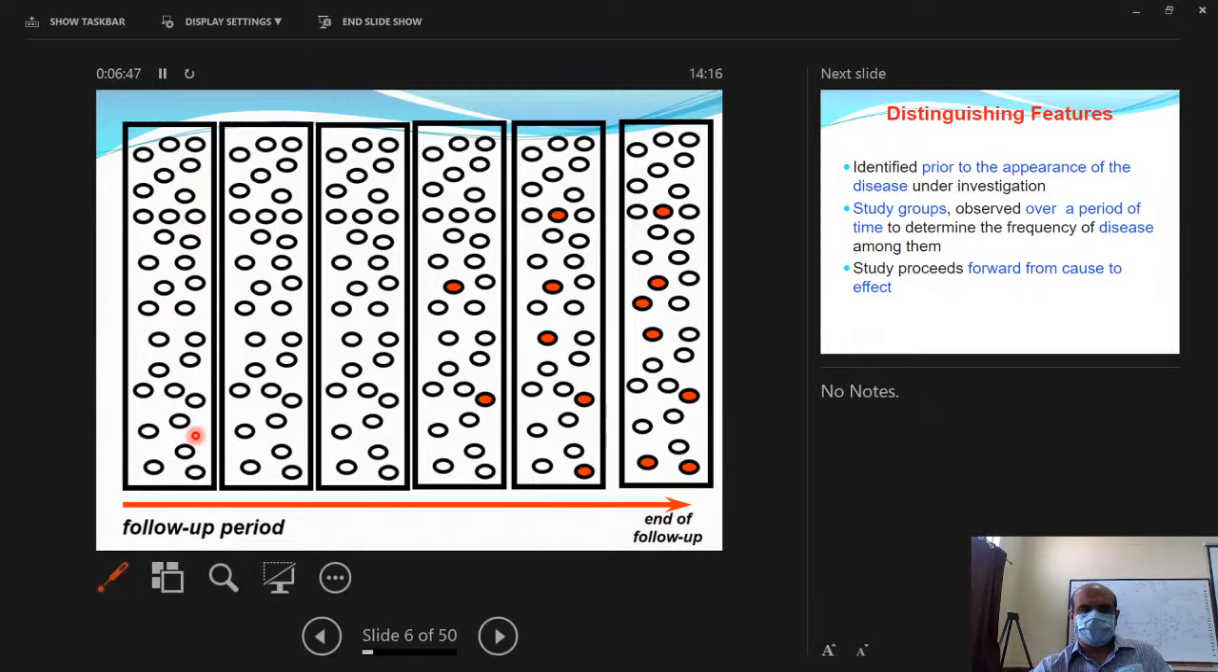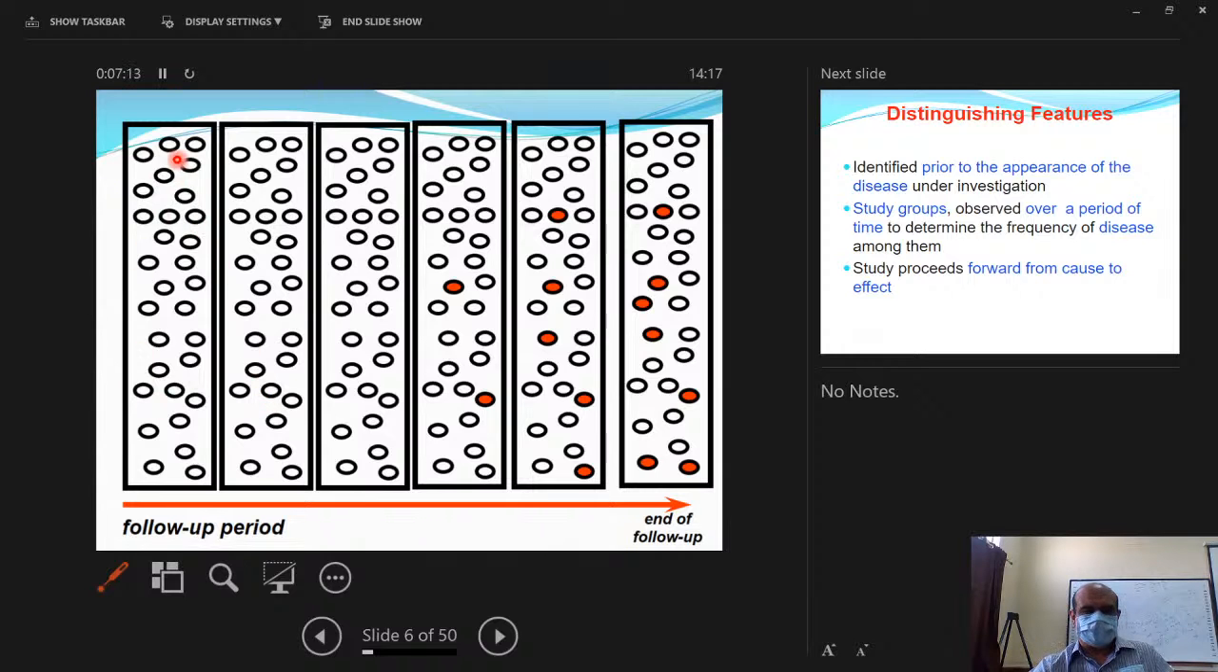Means we define our cohort. We take a group of people, and then we follow up in time. So this is a cross section of time. For example, you want to study the status of hypertension and incidence of hypertension in each year for the next 10 years or 5 years.